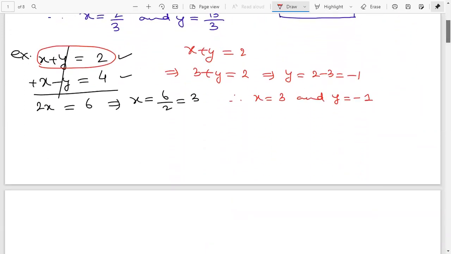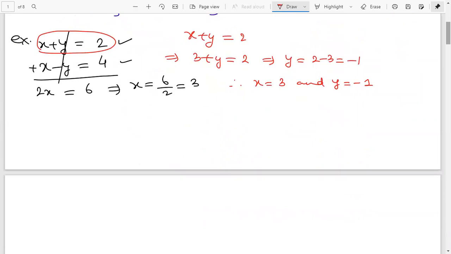Now the question comes, is there any other method of finding the values of x and y, or only this method? Is there any other method of finding values of x and y? For this example, we'll discuss in detail.